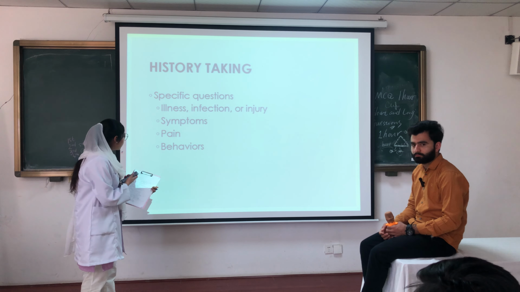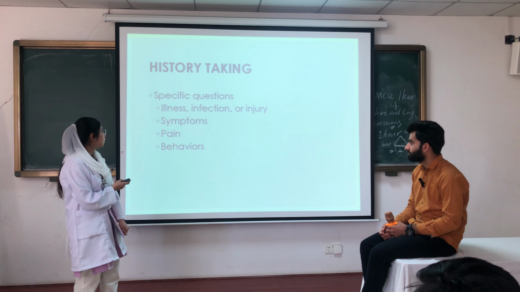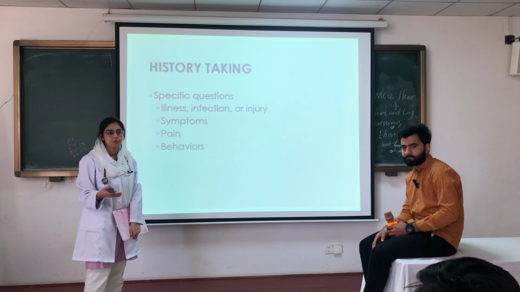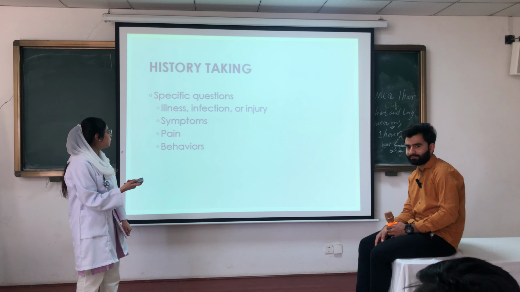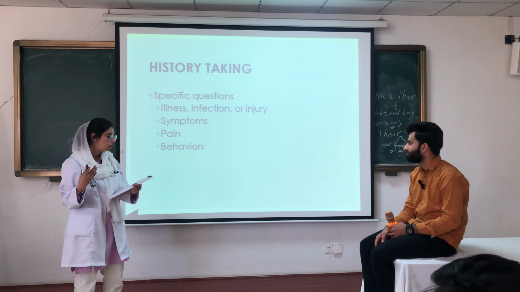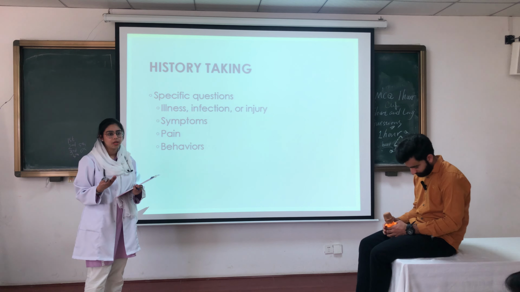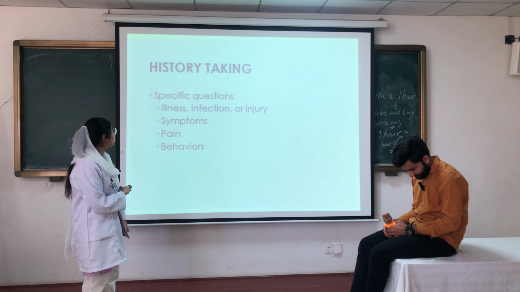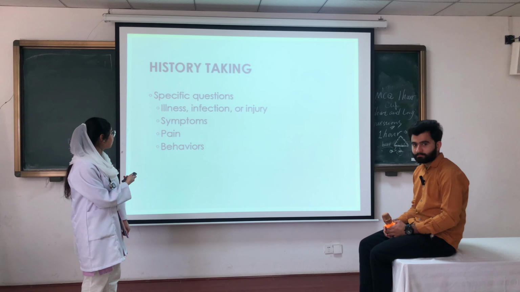Then we have to take the history for the central nervous system. First, after taking the general history of the patient, we have to know about some specific histories, like any kind of illness, infection, any pain, about the behavior, about the balance, about the weakness, dizziness, mental status, any kind of seizure or tremors, any kind of history related to the nervous system.